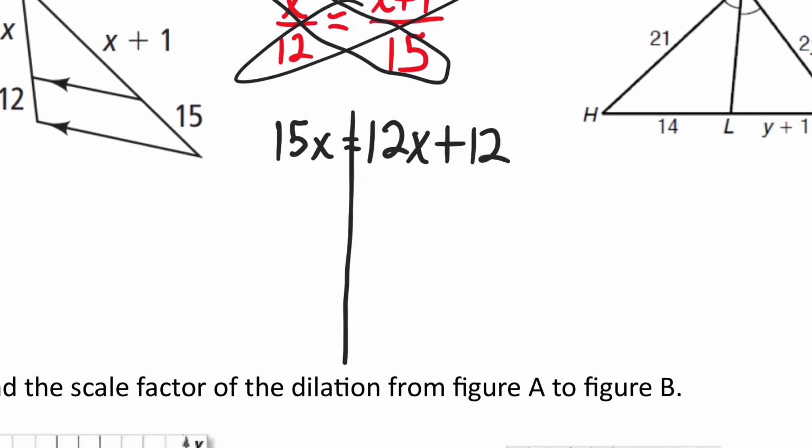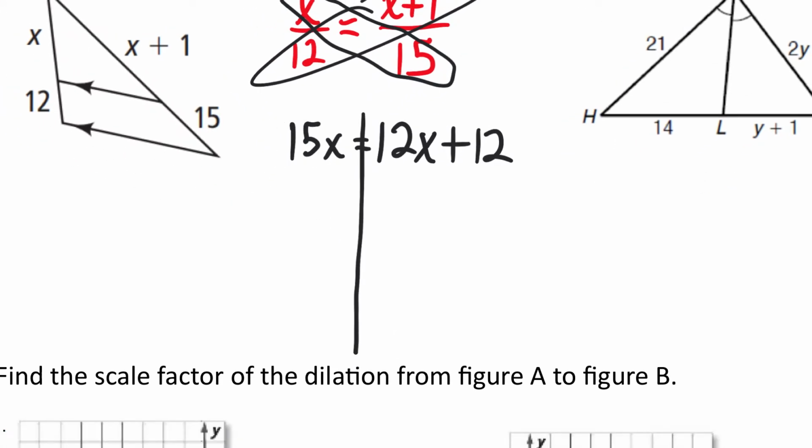All right? So I've got to get my x's together. So what do I need to do? Subtract. All right, I'm going to take 12x from both sides. And the reason I'm doing that is here if I have 12x and I take 12x away, what happens right there? That goes to 0. Now, over on the left-hand side, if I have 15 x's and I take 12 x's away, what does that leave? 3 x's. And then on the right-hand side, 0 plus 12 is what? 12.